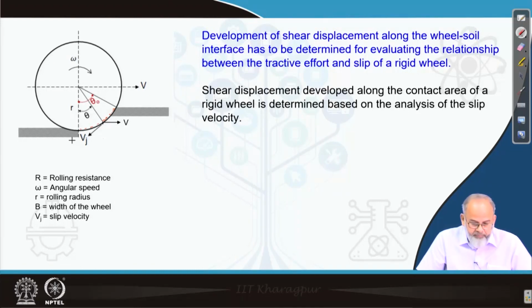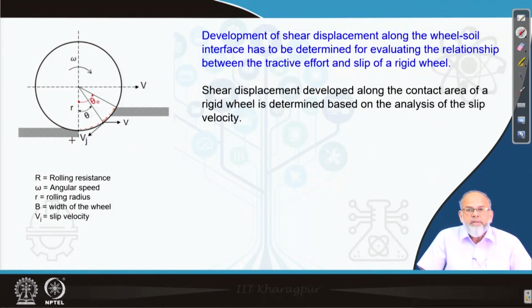Now, if you want to find the tractive force developed by the rigid wheel, we need to know the shear stress developed, and shear stress is a function of shear displacement. So, we have to find out the shear displacement at the contact area, then only you can find the shear stress developed, and shear stress into the contact area will give you the thrust or the tractive effort developed by a rigid wheel.